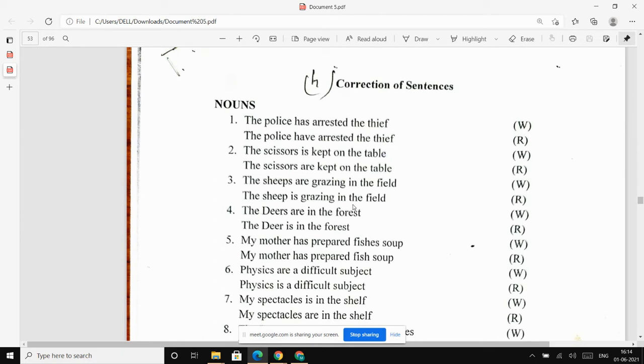See here, see the sentences and observe the sentences here, then you can easily identify where the correction lies. Relating to nouns. The police has arrested the thief. So here, usually the police is considered as plural, so it takes the plural verb have.